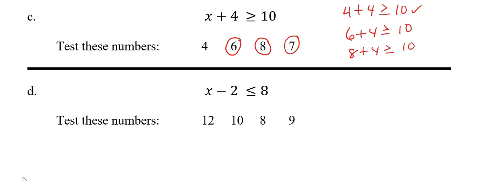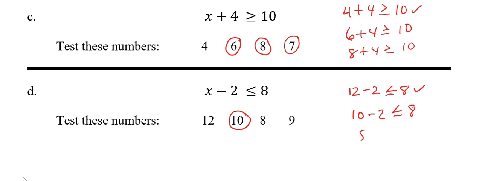The last equation is x minus 2 is less than or equal to 8. So we'll start with 12. 12 minus 2 is less than or equal to 8. Well, 12 minus 2 is 10. 10 is not less than or equal to 8, so that's not going to work. 10 minus 2 is less than or equal to 8. Well, 10 minus 2 is 8, so that does work.